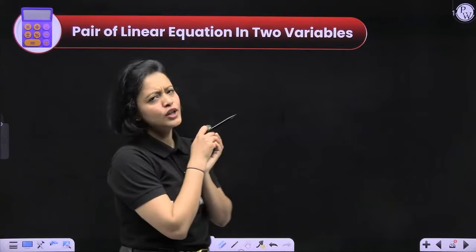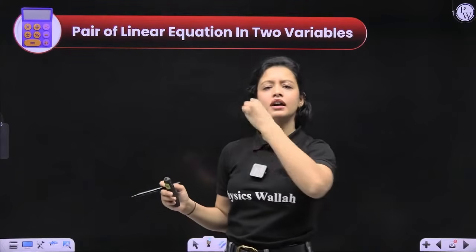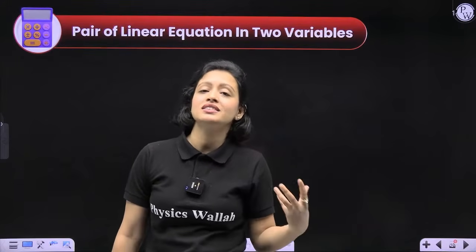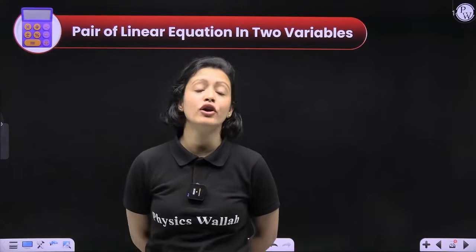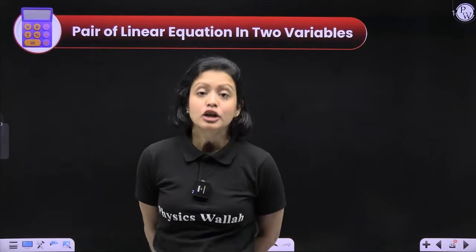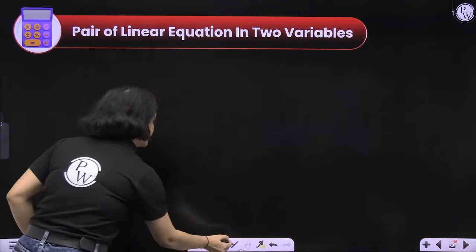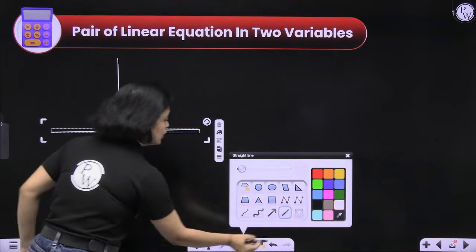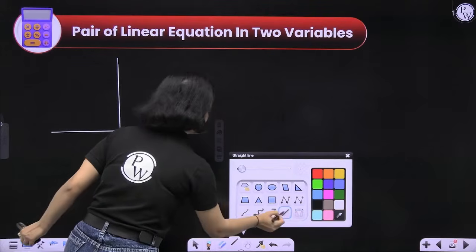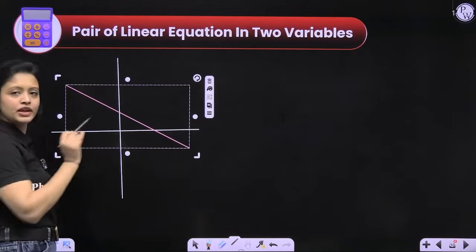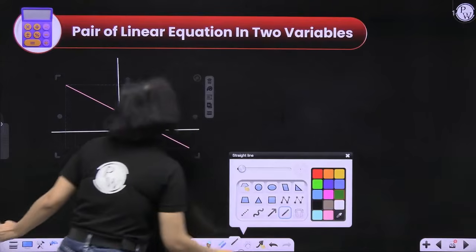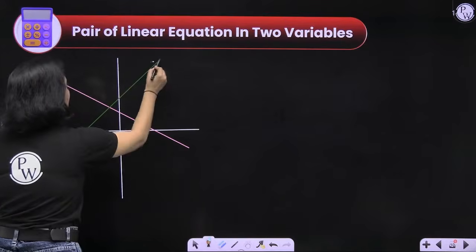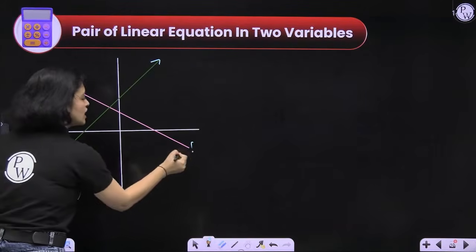Okay, so dekho, we discussed the solution of the linear equation. But now we have to ask ourselves, what kind of solutions will we get for a pair of linear equations? We just saw that a pair of linear equations will look like two lines, right? So, one line is this, let's suppose, and another line is this. Now, for both the lines, we can have three cases. What are those three cases?